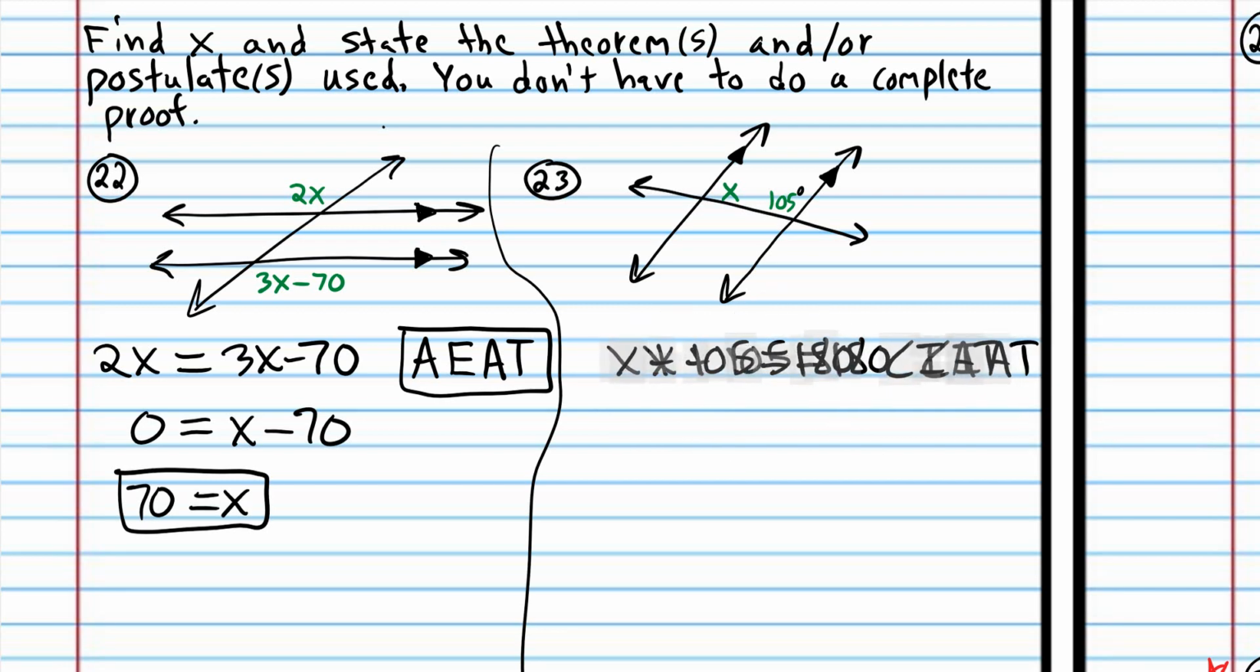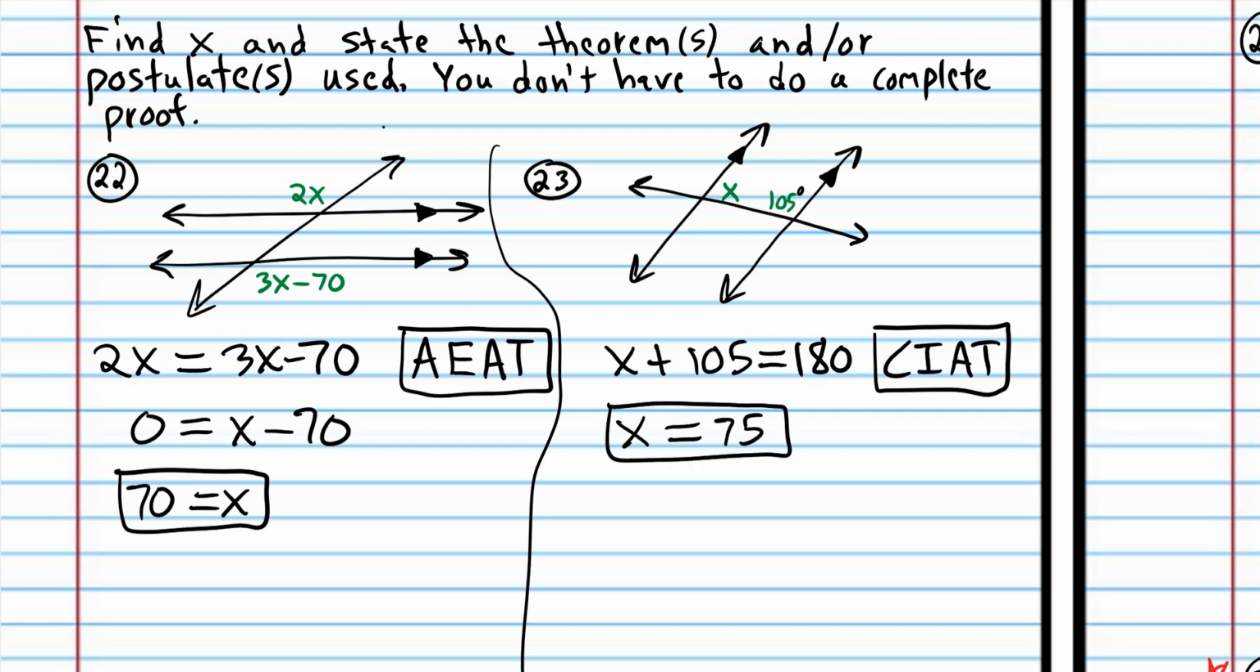And again, when you do these problems, I want you to abbreviate for the justification. So now we just have to solve. Subtract 105 from both sides, and we get x is equal to 75. So very simple.